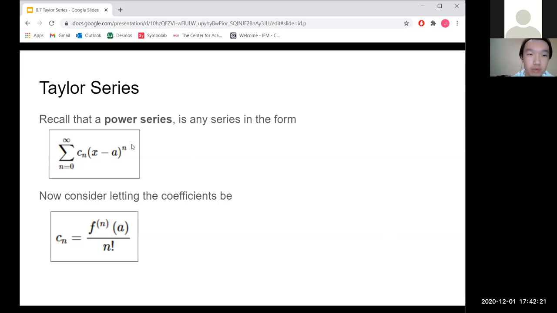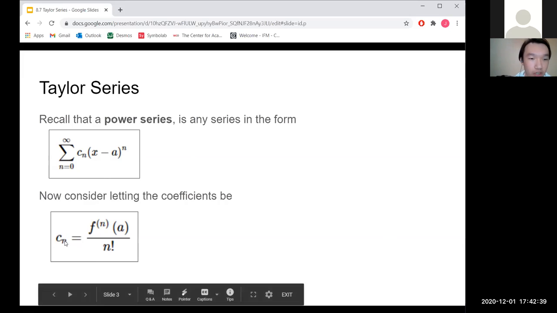What we're gonna do is give you a method to figure out what the coefficient is, all right? We never really explained how to find the coefficients. So in Taylor series, there is a formula for the coefficients. If you look over here, it says, now consider letting the coefficients be the following. So C of n is equal to f to the n of a over n factorial. So what does this mean? Do you guys remember the notation for derivative? So things like f prime, f double prime, f triple prime, and all that stuff. Do you guys remember that?